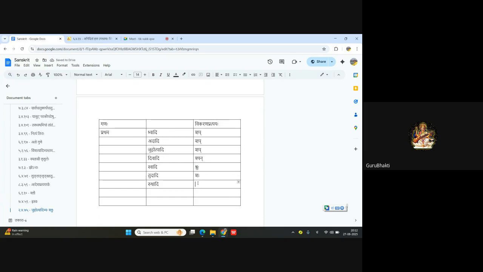Next, Rudadigana. That is given: Rudadibhyaha shnam. Shnam is the Vikarana Pratyaya. So Shap is very simple. We have understood. Shyan also we have understood. I don't think we saw Shnu.